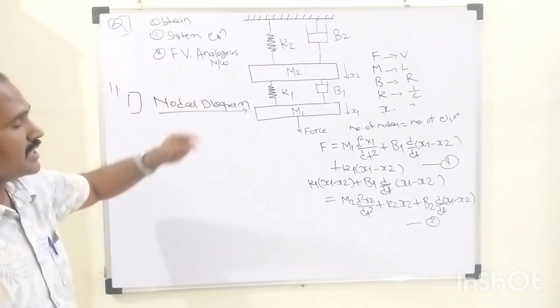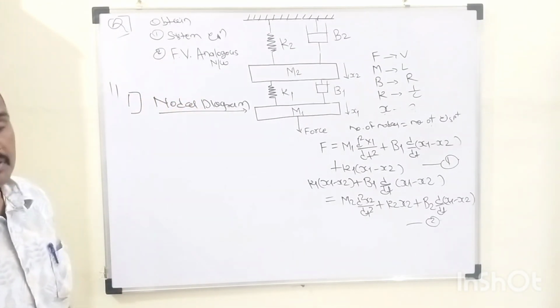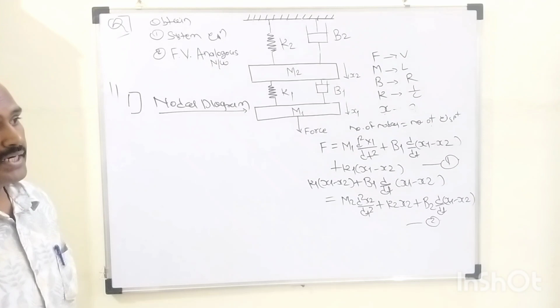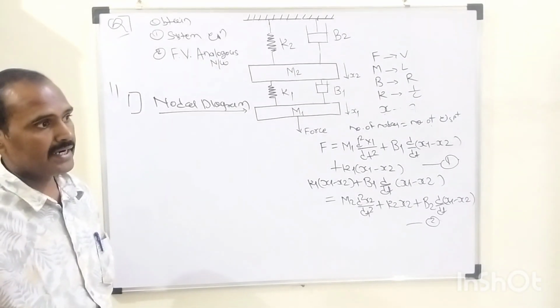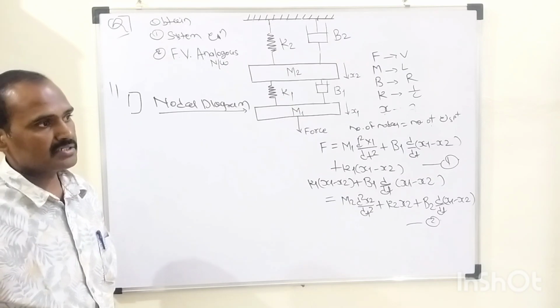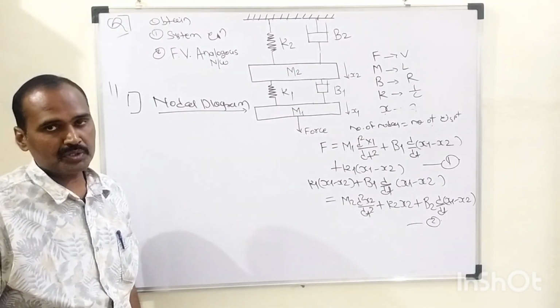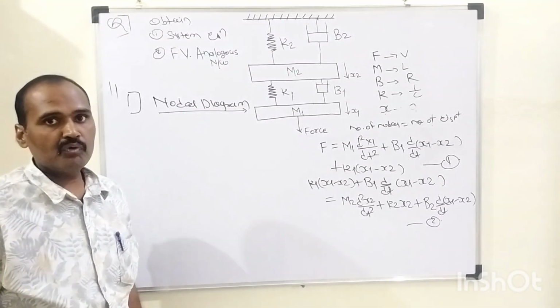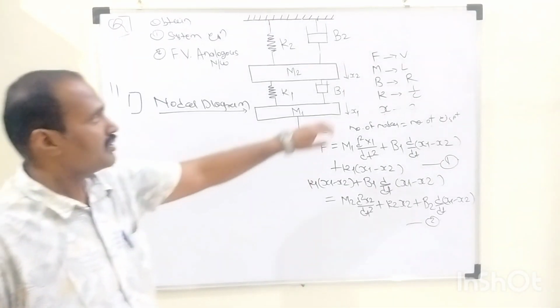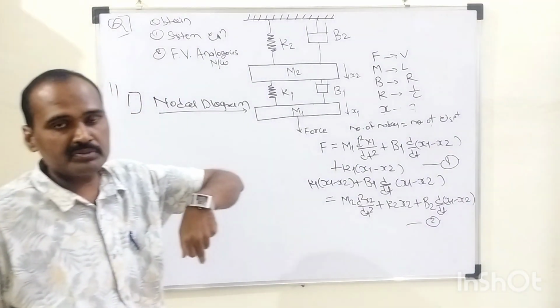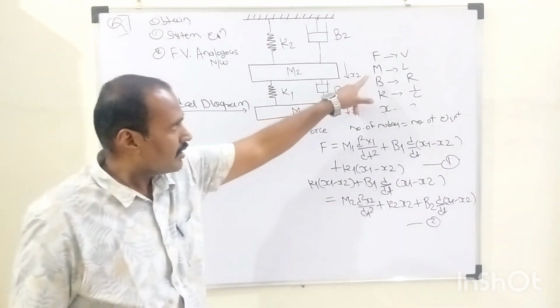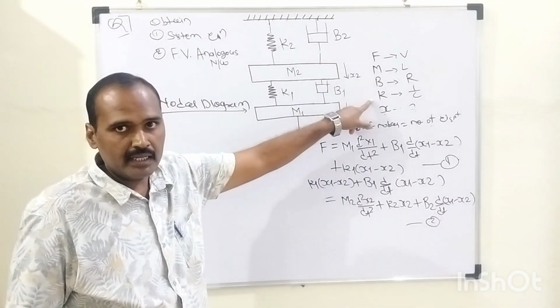So, the force voltage analogous network, which we need to draw. First of all, we need to recall what the different analogous terms are in this mechanical system. As its name indicates, it is the force voltage analogy. So force is analogous to voltage, and what are the 3 important components of this mechanical system? Mass, damper and spring.